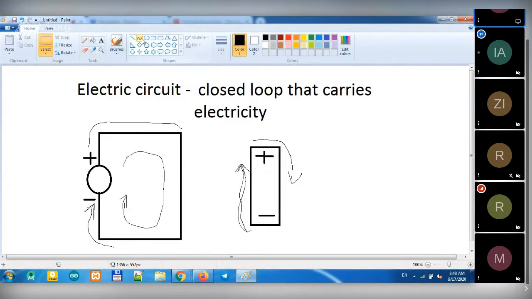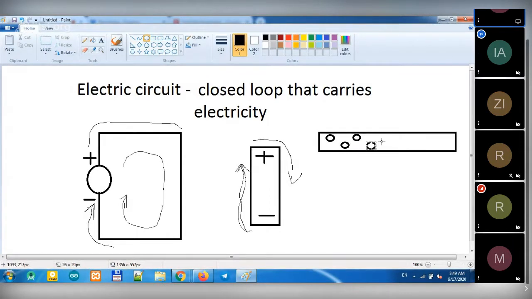Okay, now let's see what is electricity. Let's say this is a wire, this side. You see this line? It's a wire. Inside the wire, we have electricity, right? So let's zoom in to our wire. This is a zoomed wire version. Inside this wire, we have small electrons, right? These are electrons.